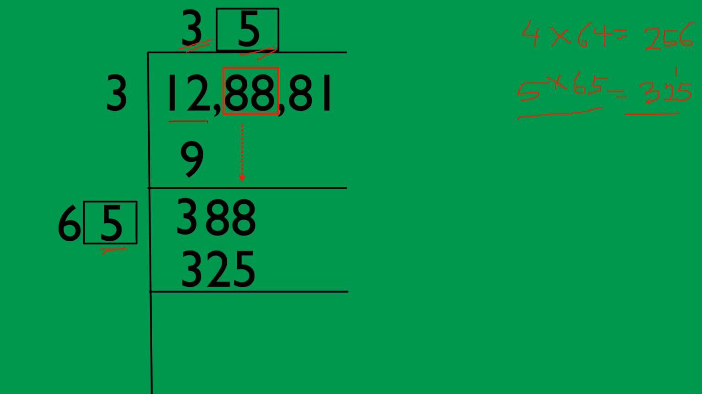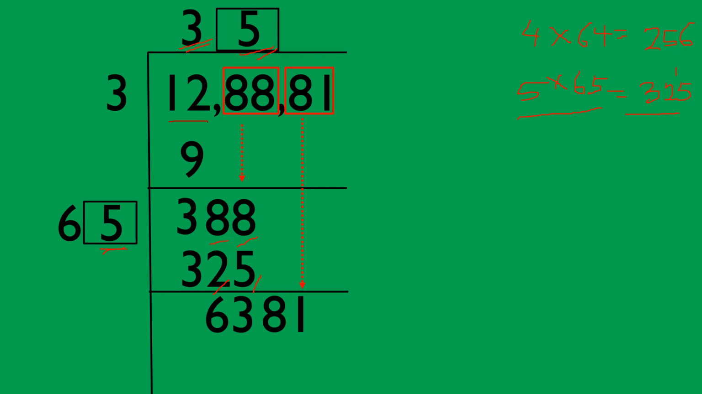So let's subtract 388 minus 325. 8 minus 5, we have 3, and then 8 minus 2, we have 6. So we have 63. So the next thing is to, after we have subtracted, we have 63, is to bring down the 81. So you bring down the values as paired in twos. So what we now have is 6381.